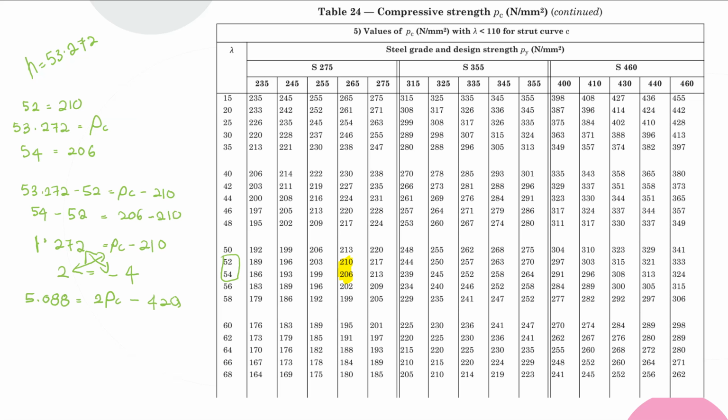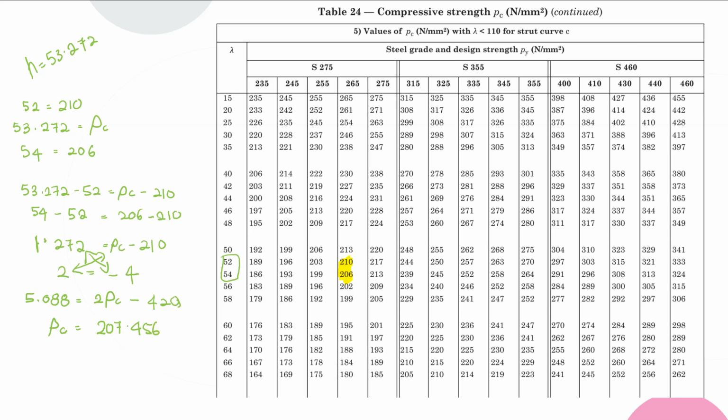Okay, I dapat this one 5.088. 4 darab 1.272 dapat 5.088. And 2 darab PC, so 2 PC, 210 times 2, negative 210 times 2 become negative 420. So we can finally finish off the calculation. And I dapat 207.456.